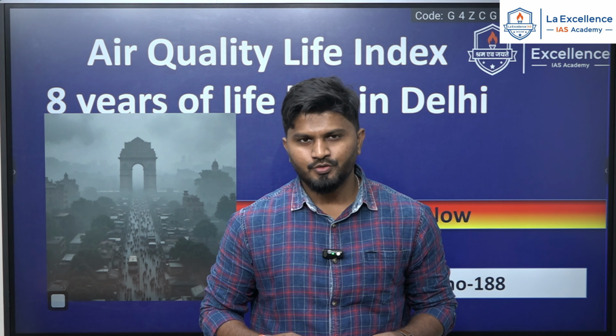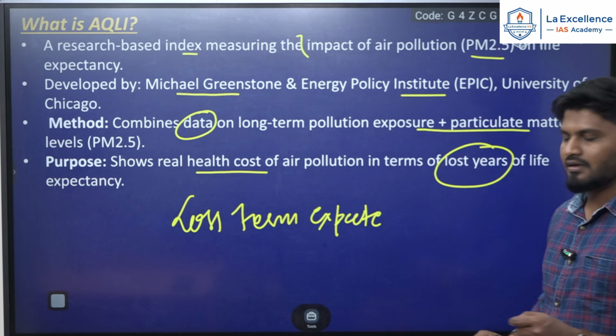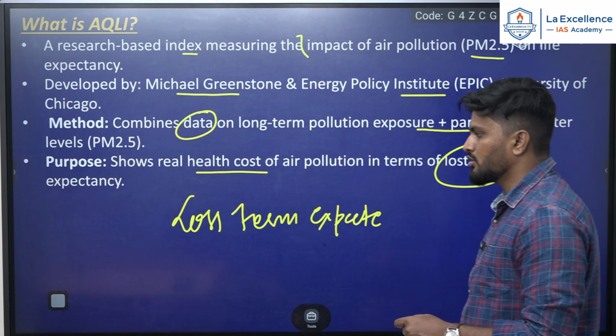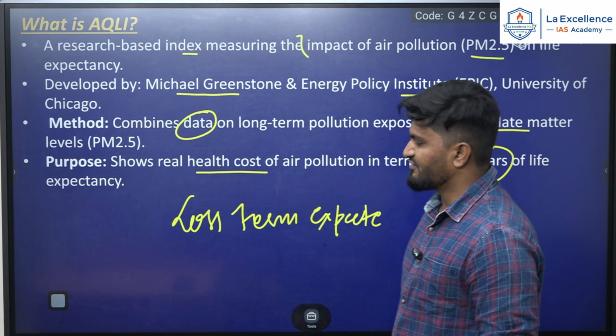Normally, loss of life expectancy is seen in life-threatening diseases. There we talk about morbidity. There we talk about loss of life expectancy. Now, even pollution is turning into a kind of disease.